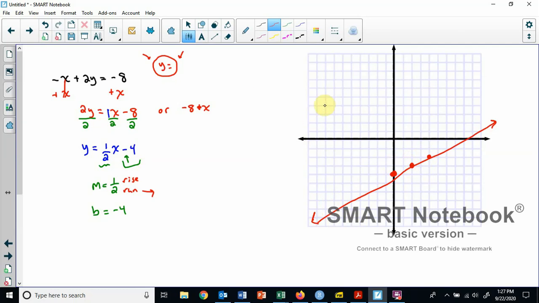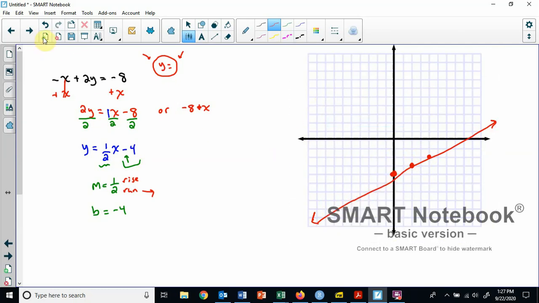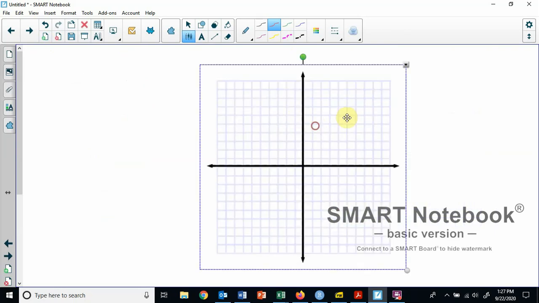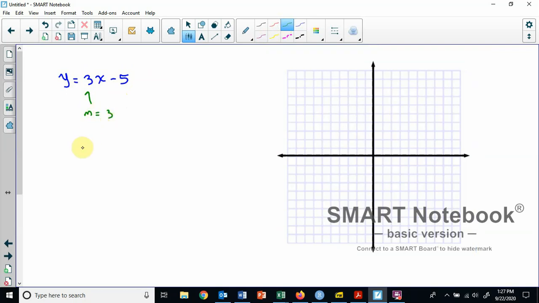Maybe one more graph, one more of something you can see. Let me copy this and put in another page here. One more. I'm going to go ahead and be nice to you and give it to you y equals. Just know that you'll have to be able to solve for y, and we'll go with something like 3x minus 5. So you're looking here, and I see my slope is 3, and I see my y-intercept is -5. Be careful. Remember that negative belongs to it.